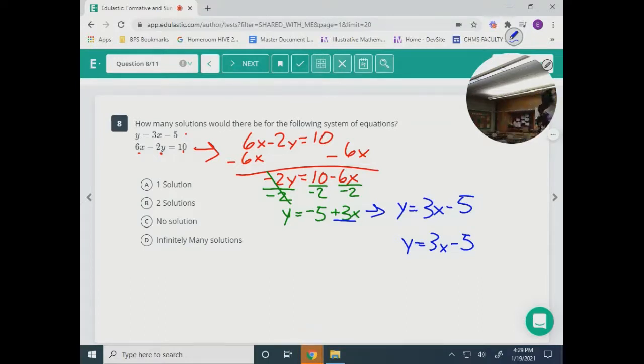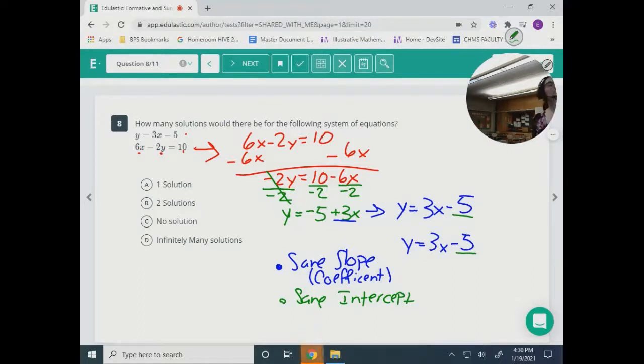Look at that, it's the same. Because we converted to y equals mx plus b form, they have the same slope, or the term I've been using, coefficient. And we have the same intercept, negative 5 and negative 5. So this one is going to have infinitely many solutions. Awesome job, guys. Pause if you need to.